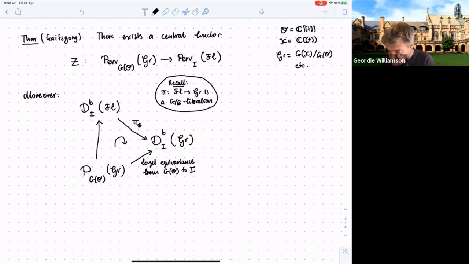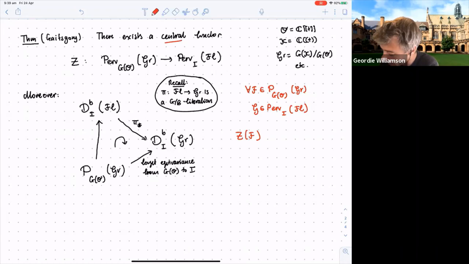And what does this central mean? It's a little bit tricky, at least for me. So what this means is that, I mean, the following is a subset of what this means. For all, if I have a perverse sheaf on the affine Grassmannian, and I have a perverse sheaf on affine flags, then this functor applied to F, the first miracle is that this is perverse.